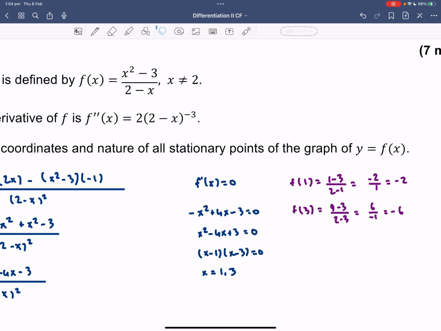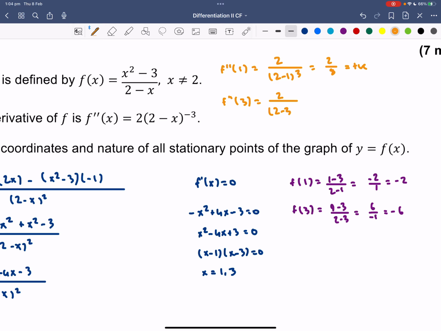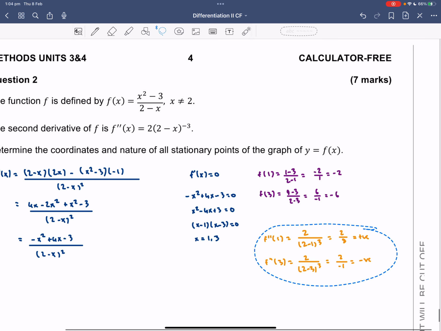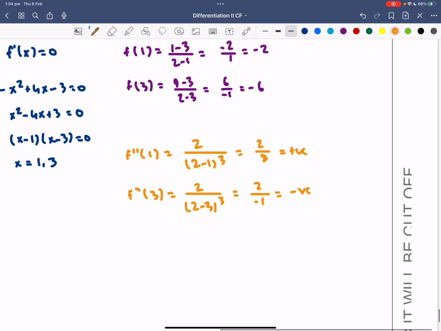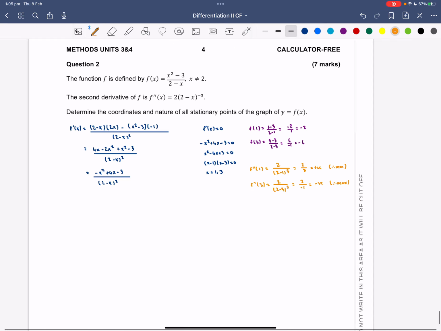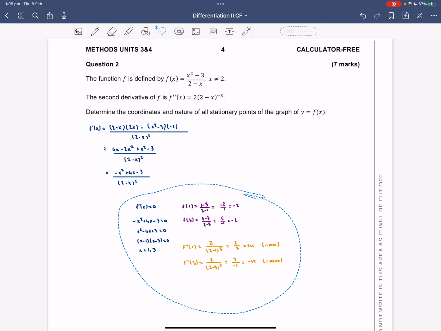Now I also have to find out their nature, so I need to put them into the second derivative. f double dash at 1 is 2 on 2 take 1 cubed, which is 2 on 8, a positive number. And f double dash at 3 is 2 on 2 take 3 cubed, that's 2 on minus 1, which is a negative number. That's all I needed. So what does positive mean? Positive means therefore min, and negative means therefore max. Not bad for 7 marks.